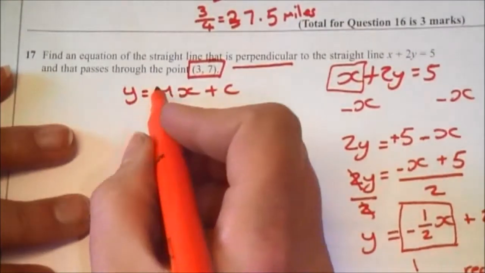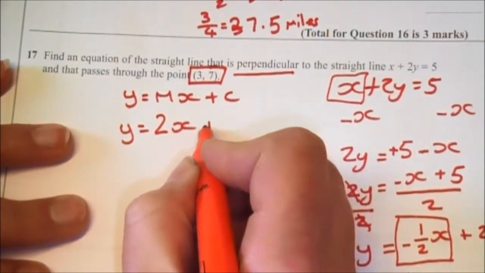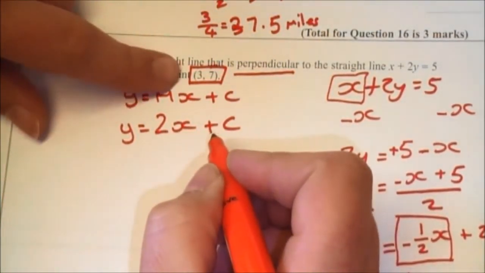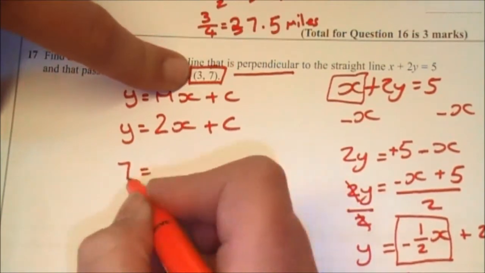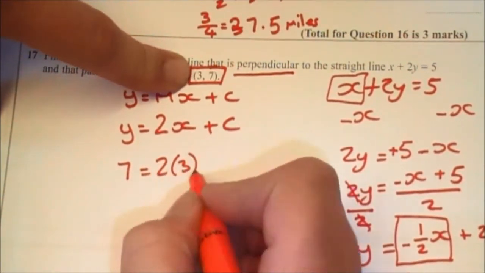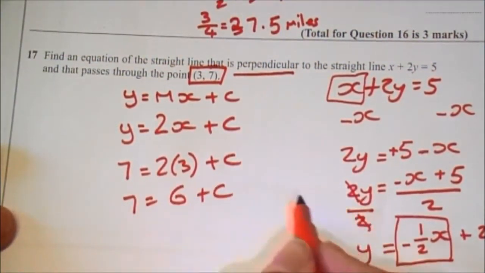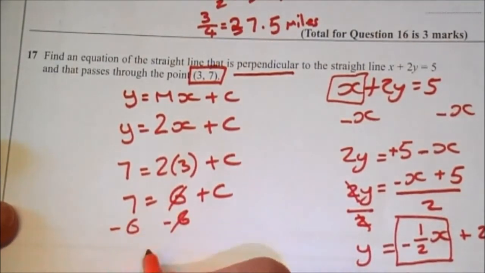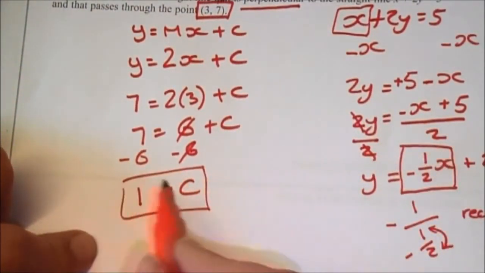That's the gradient of my perpendicular line. So here, I know the equation of my line is going to be y equals 2x plus c. Now I need to find what c is. So I know that they want this where y is 7, so I'm going to sub that in, and x is 3, so 7 equals 2 times 3 plus c. So 7 equals 6 plus c. I want to get the c on its own, so I take 6 from both sides. 7 take away 6 is 1. 1 equals c. So there you go, you've got your value for what c is.